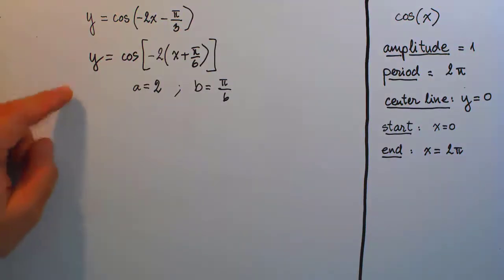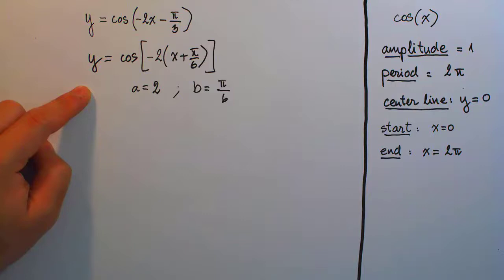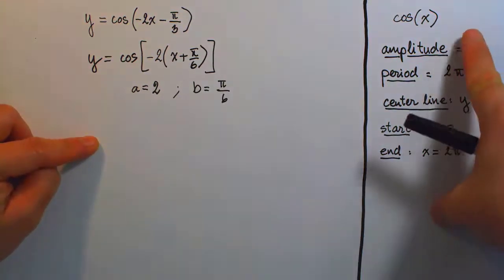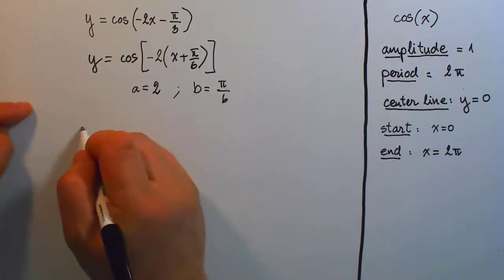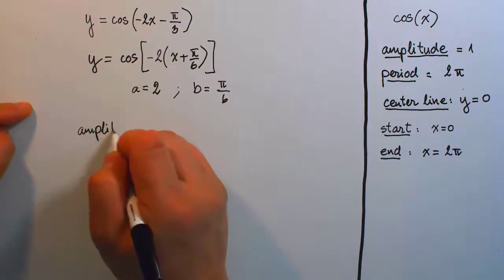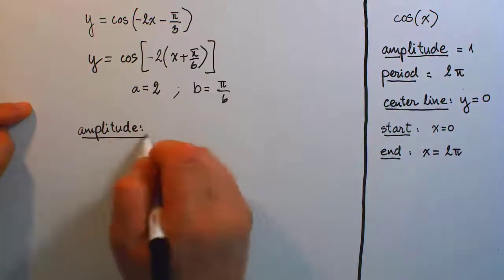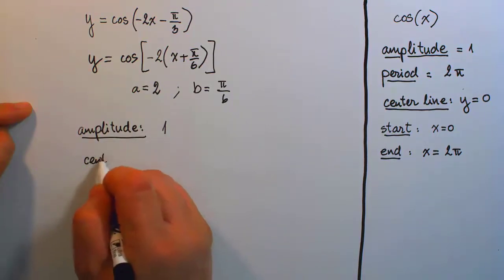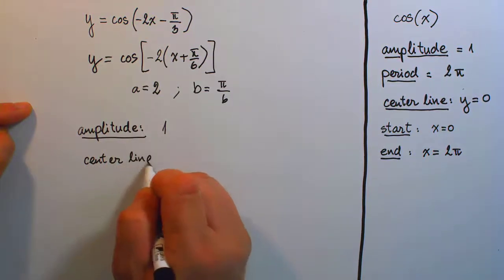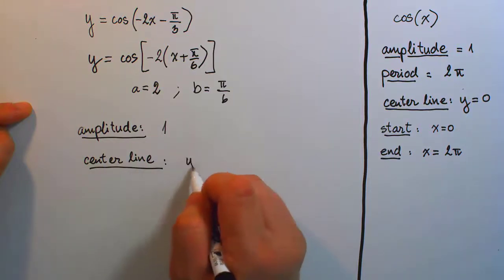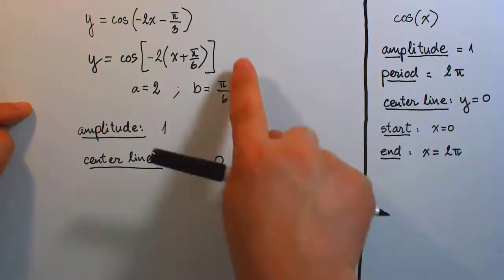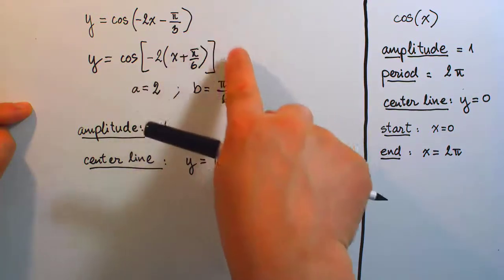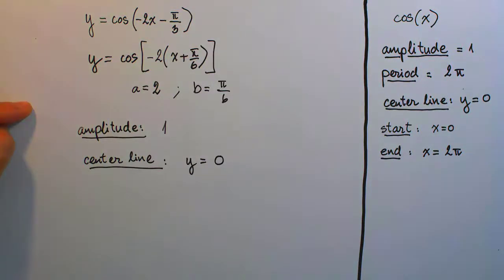And so, other than the two transformations recognized earlier, everything else in this function remains the same as the original or ordinary cosine of x function, meaning the amplitude of this function is simply 1. The center line is at y equals 0, or the x-axis, since this function did not have any constant term added or subtracted from the function.